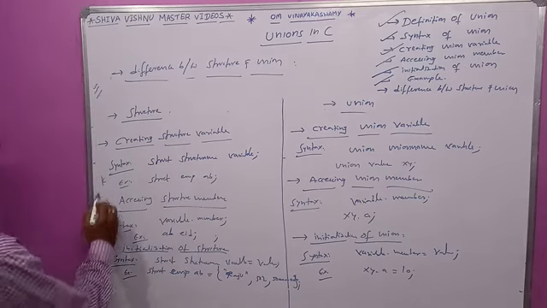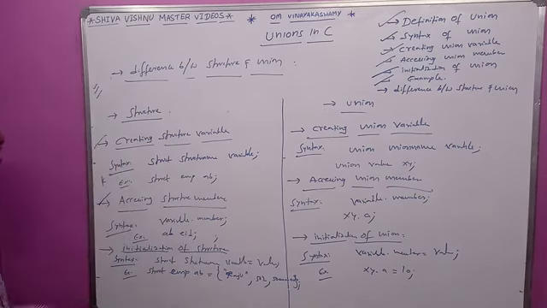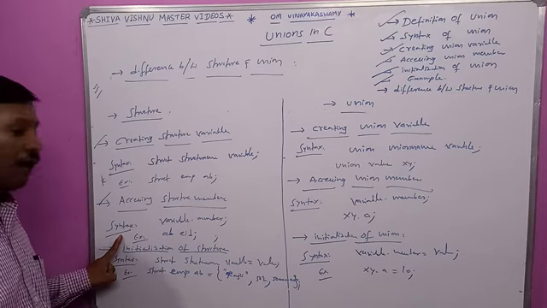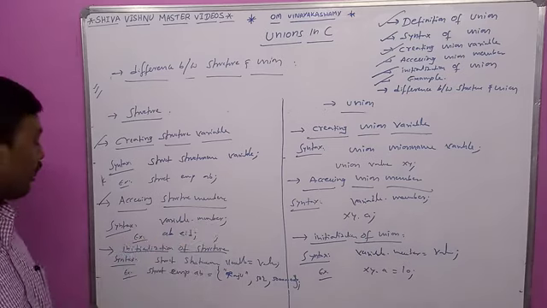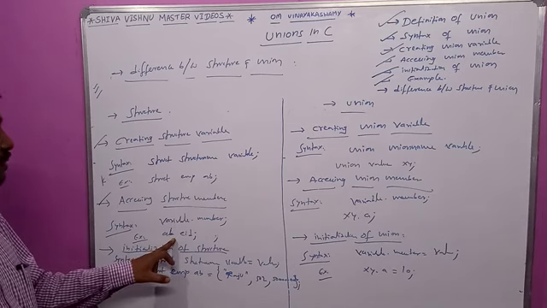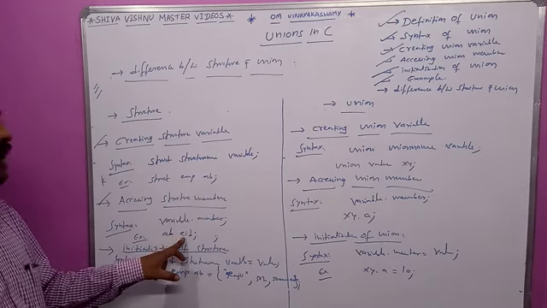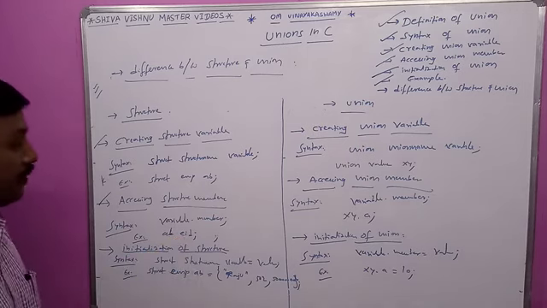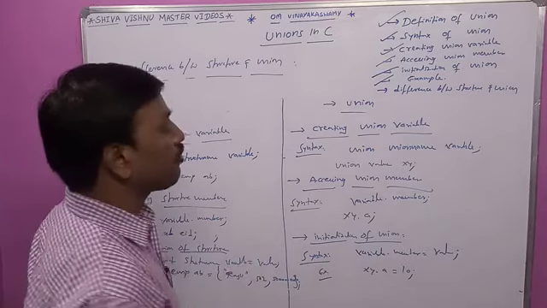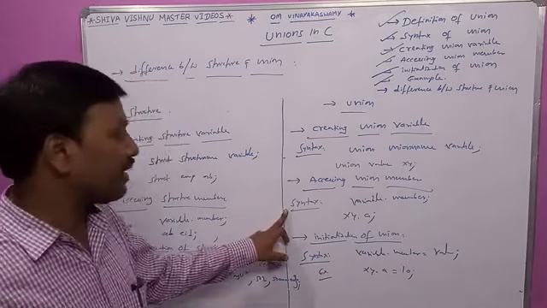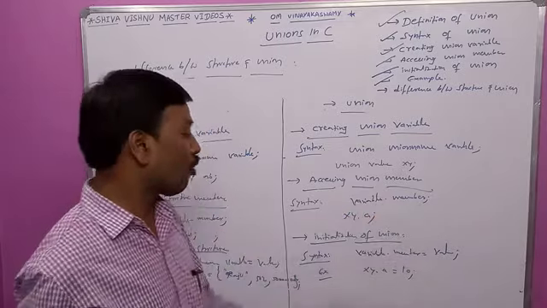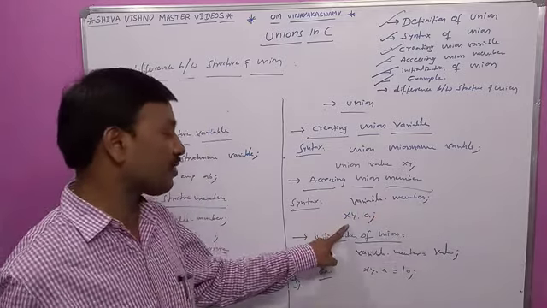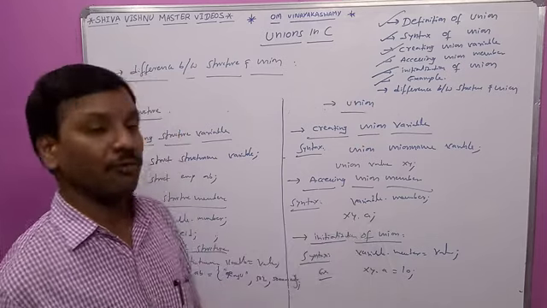Next, accessing structure members. Here also we have a syntax: variable dot operator member; semicolon. Example: ab dot eid, employee ID, semicolon. Accessing a union member, you follow the syntax variable dot member; semicolon. Here you can see variable xy dot a, member, semicolon.